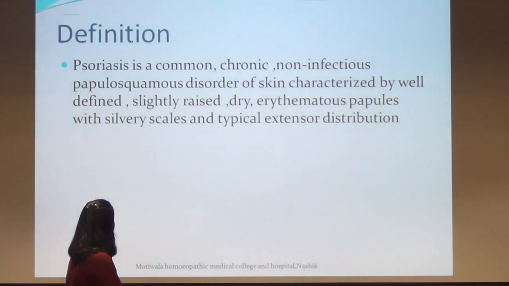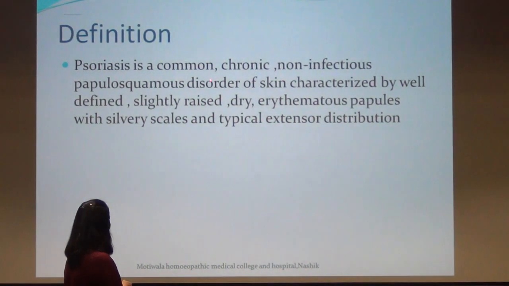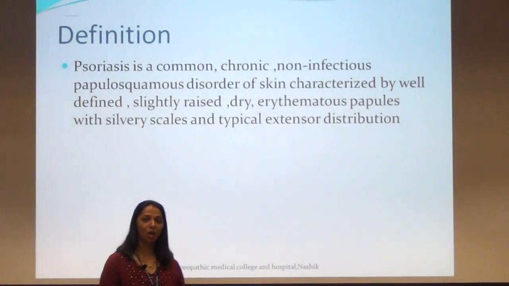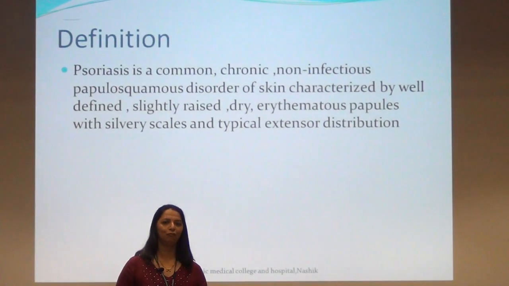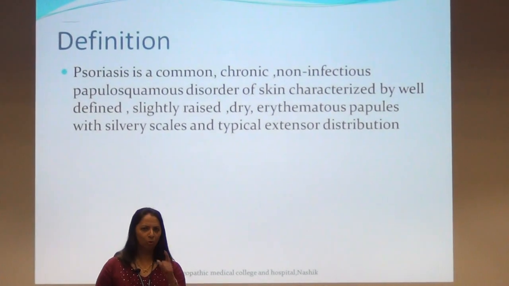I said psoriasis is common. Common because around 2 to 4% of people suffer from psoriasis. Though prevalence is more common in temperate countries as compared to tropical countries, India also now has a prevalence of 2.8% because of our changing lifestyles.